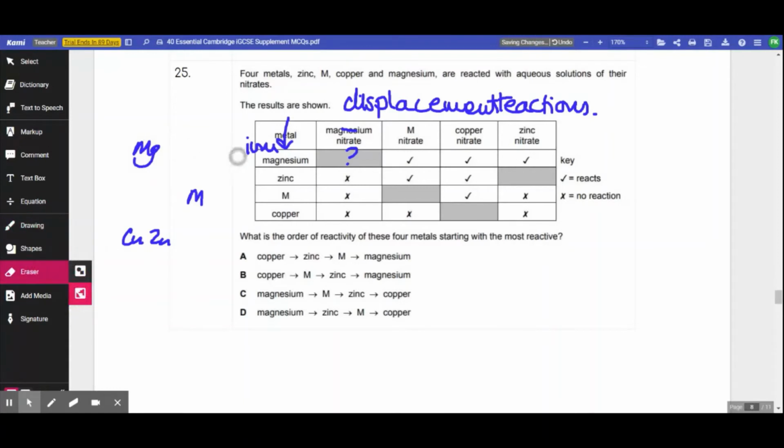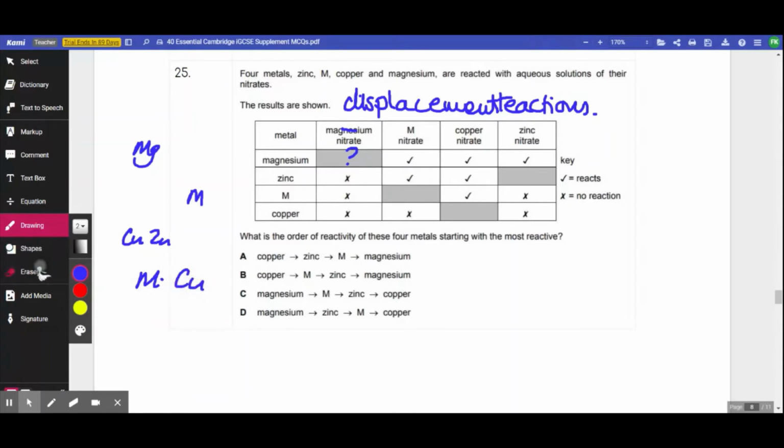So now we move on to zinc, and let's have a look. Zinc is not high enough in the reactivity series to displace magnesium from its compound. It will displace M, and it will displace copper. So zinc is above copper, and it is above M. So now we can shift this around. Okay, dealt with that.